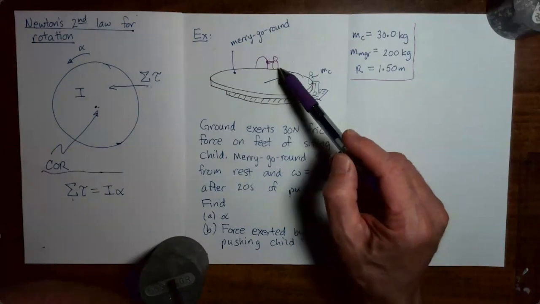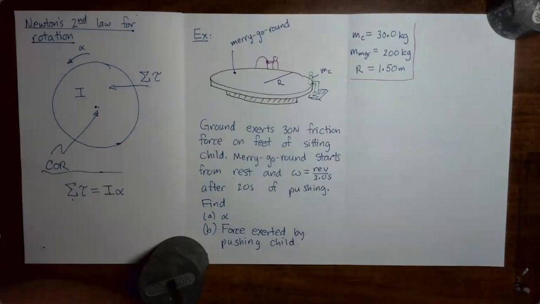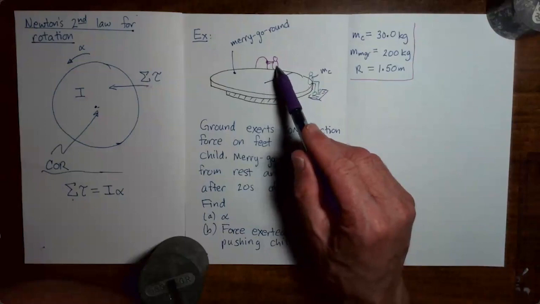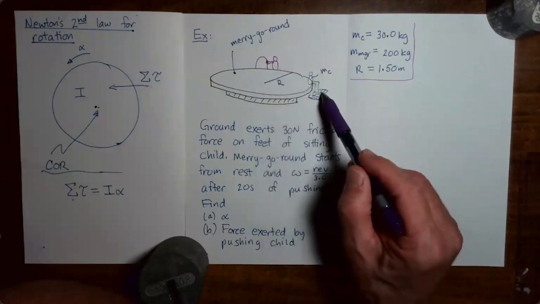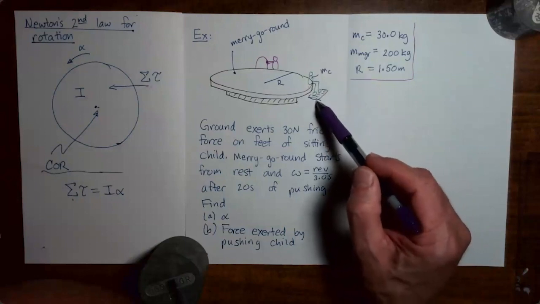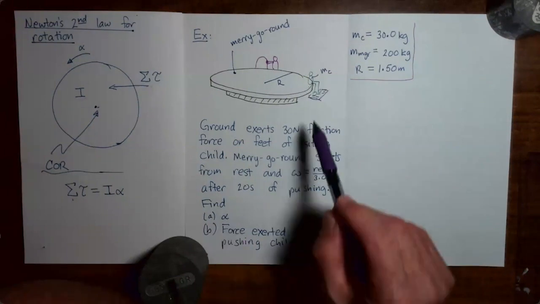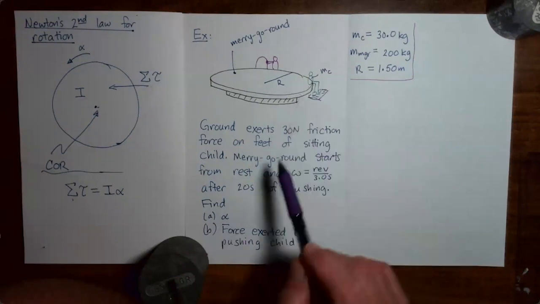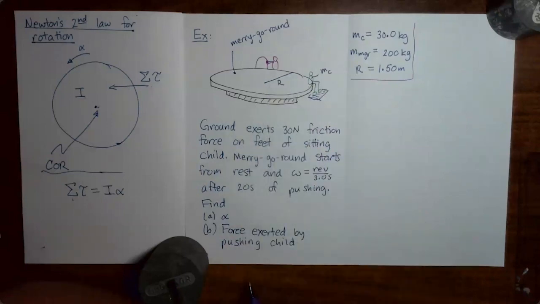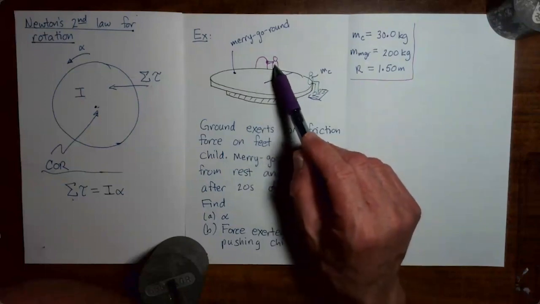It takes 20 seconds for the pushing child here to bring the merry-go-round from not rotating to this final angular velocity. As this child here is pushing, this child over here continues to drag his feet on the ground so that there is a 30 Newton frictional force acting on the child's feet. We want to find the angular acceleration of the merry-go-round during that 20-second period where the child here is pushing, and then we want to find the force that the pushing child was exerting on the merry-go-round.